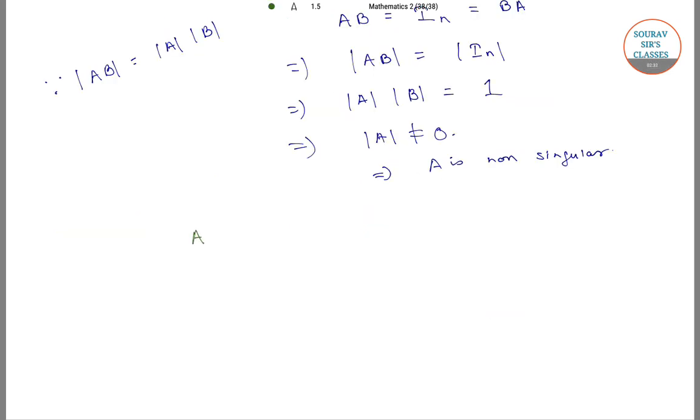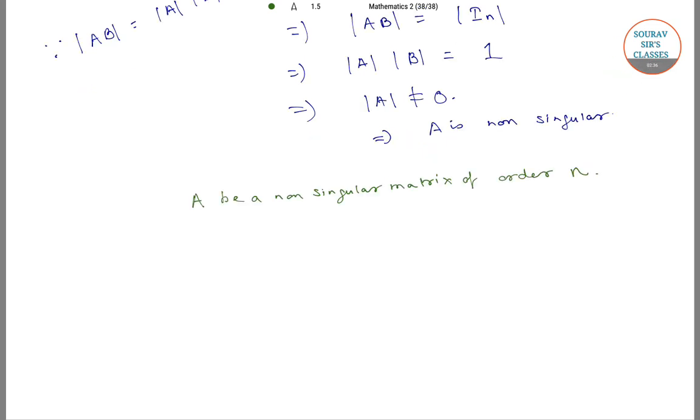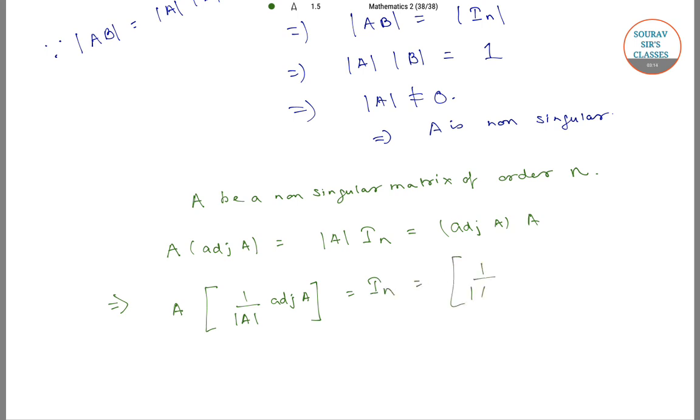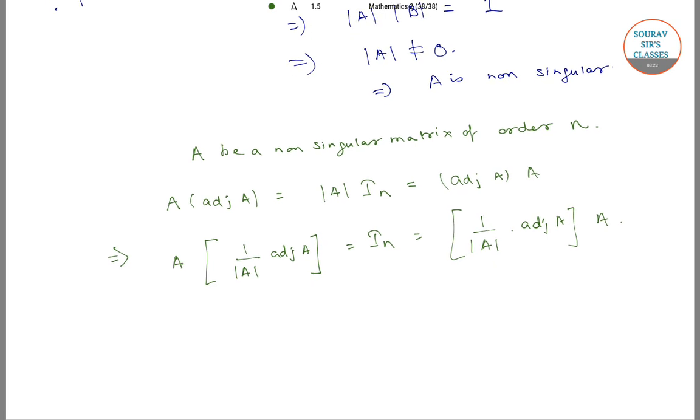Now let A be a non-singular matrix of order n. Then from the previous theorem we can say that A into adj A = |A| into In = adj A into A. This implies A into 1/|A| into adj A = In = 1/|A| into adj A into A. Now, by the definition of inverse, we can say that A inverse = 1/|A| into adj A.